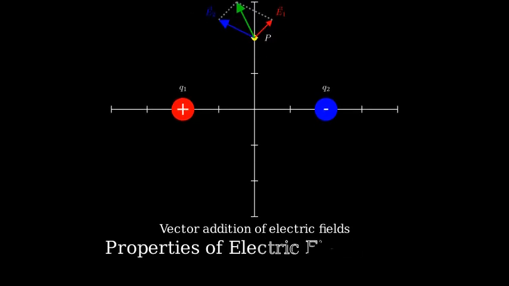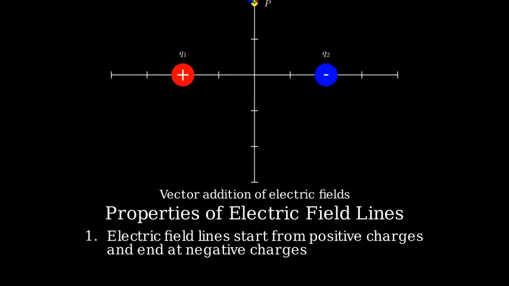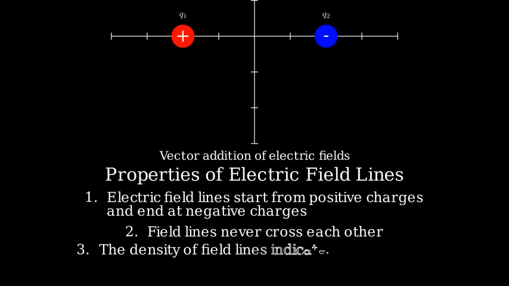Let's discuss the properties of electric field lines. First, electric field lines start from positive charges and end at negative charges. Second, the lines never cross each other. If they did, it would mean two different directions of the electric field at the same point, which is impossible. Third, the density of field lines indicates the strength of the electric field. More closely packed lines represent a stronger field.